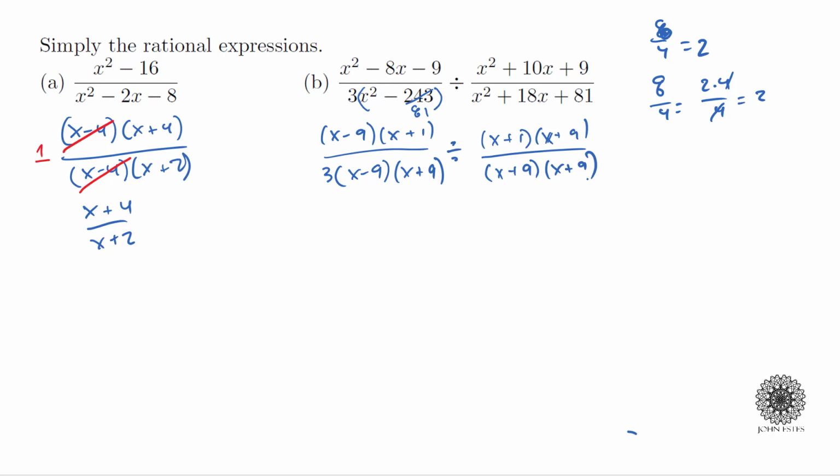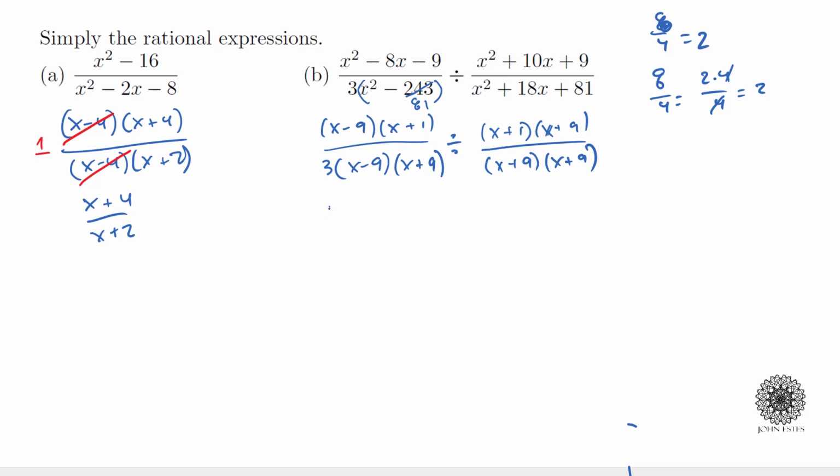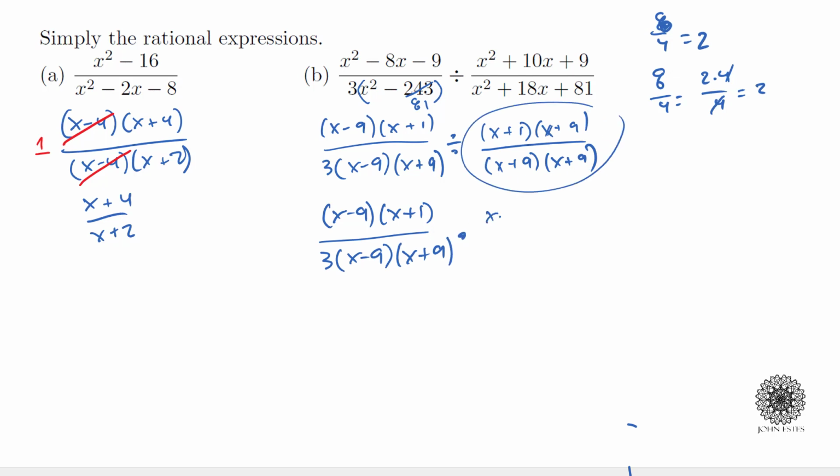But I have to remember here that anytime you divide by a fraction, that's the same as multiplying by its reciprocal. So here I have x plus 9 times x minus 9 times x plus 1 over 3 times x minus 9 times x plus 9, times the reciprocal of this guy. So that means the denominator is now my numerator. I just flipped it upside down. And now I'm free to cancel.